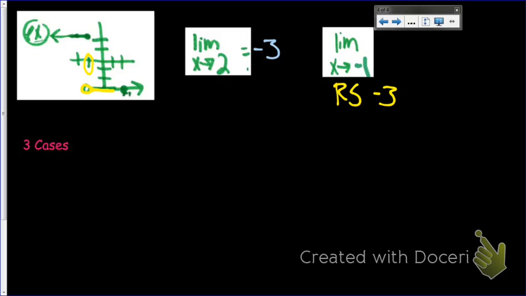Now we're going to look at the left side. The left side of the graph is that closed circle up there. And it's approaching that value, and that value is 2. So the left side of my graph is approaching 2.